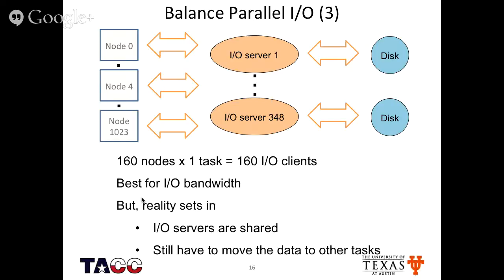There are techniques like data sieving, etc., that I might mention while I'm talking about collective I/O, but I'm not sure how much time we will have. But this is just to tell you that there's a balance that you need to strike when you're trying to do parallel I/O. So here, with 160 nodes and one task per node, the problem is it might look good theoretically, but the servers are shared. And you still have to move the data to the other tasks, right? Even with this one. Okay.